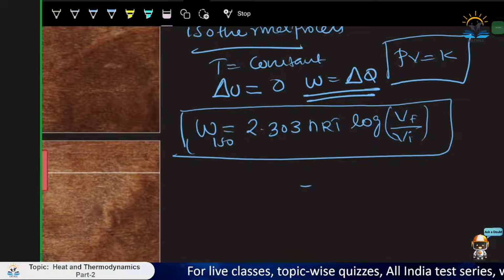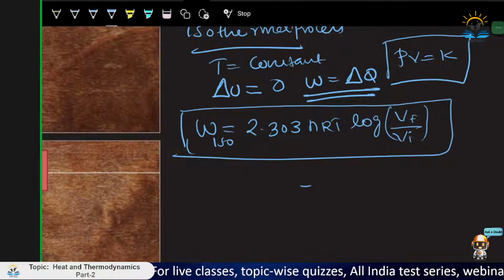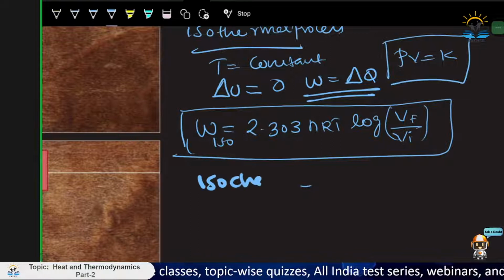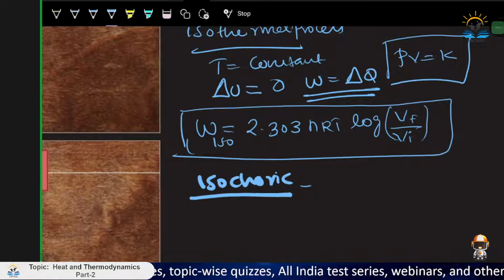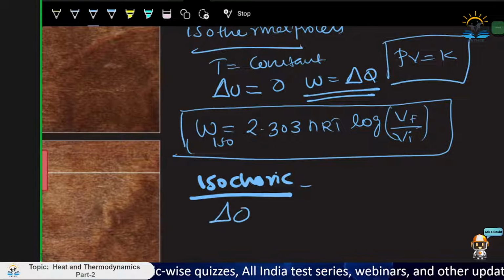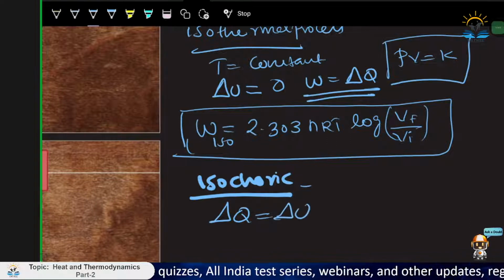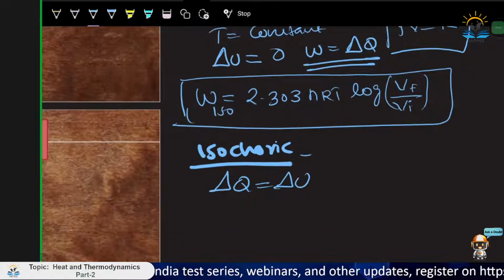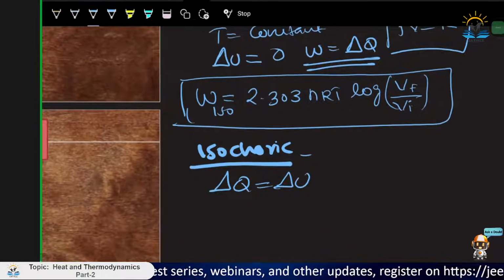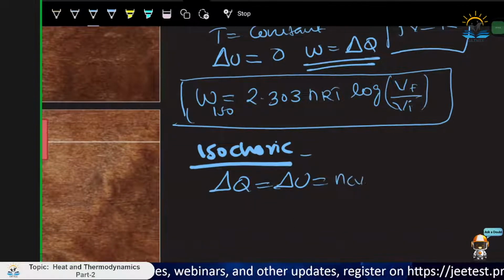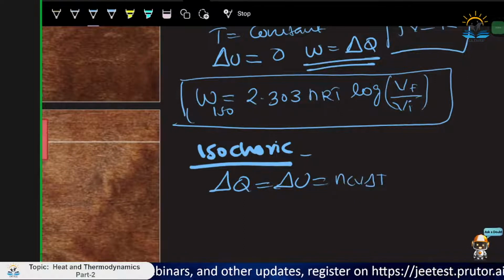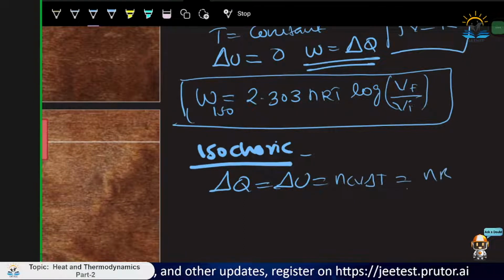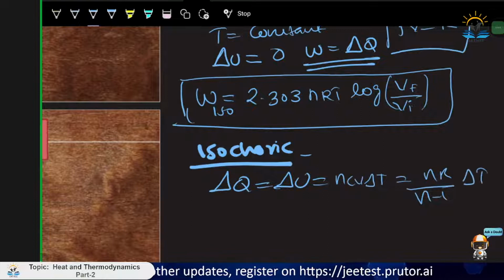So in isochoric process, delta Q is equal to delta U because delta V is equal to 0. So P delta V is equal to 0, W is equal to 0. So delta Q is equal to delta U, which is equal to nCV delta T, and CV is equal to R by gamma minus 1. So nR by gamma minus 1 delta T.